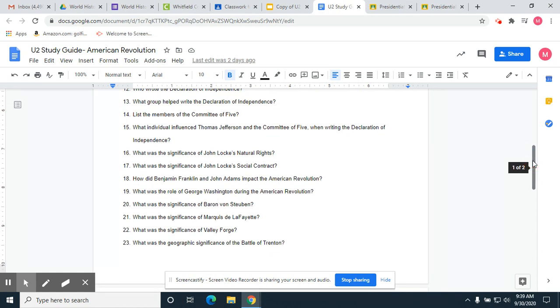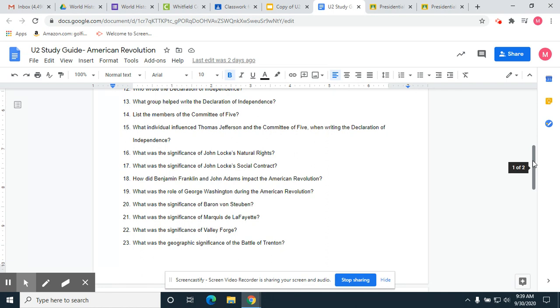So what individual influenced Thomas Jefferson and the Committee of Five when writing the Declaration of Independence? His name is John Locke. He is an English Enlightenment thinker who came up with two things: natural rights and social contract. Natural rights are our right to have life, liberty, and property.